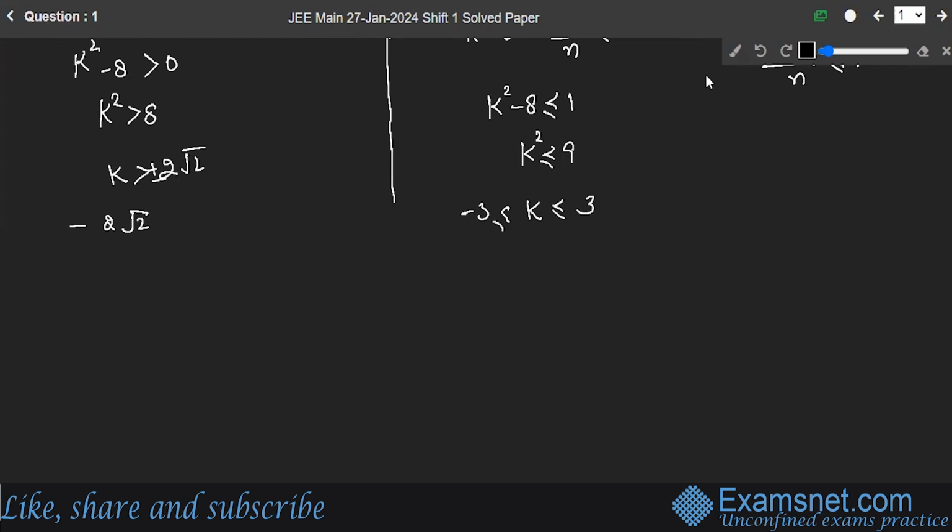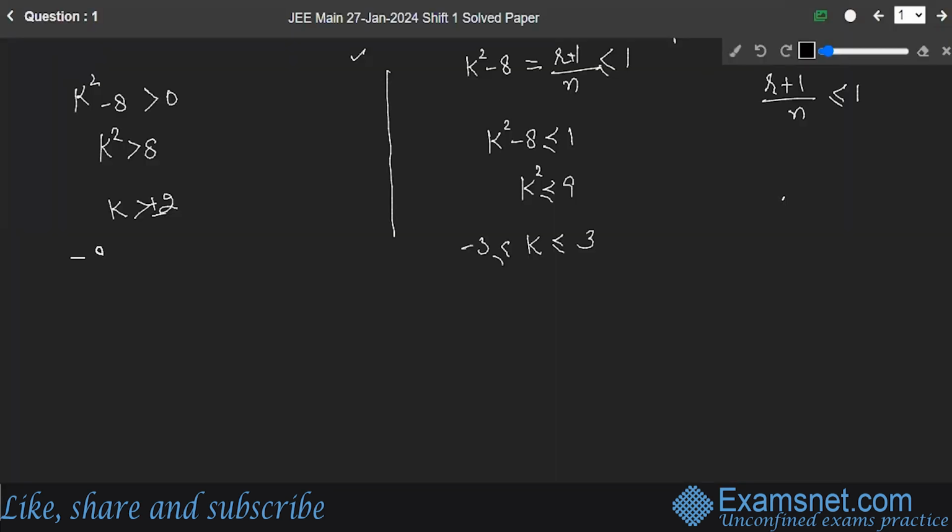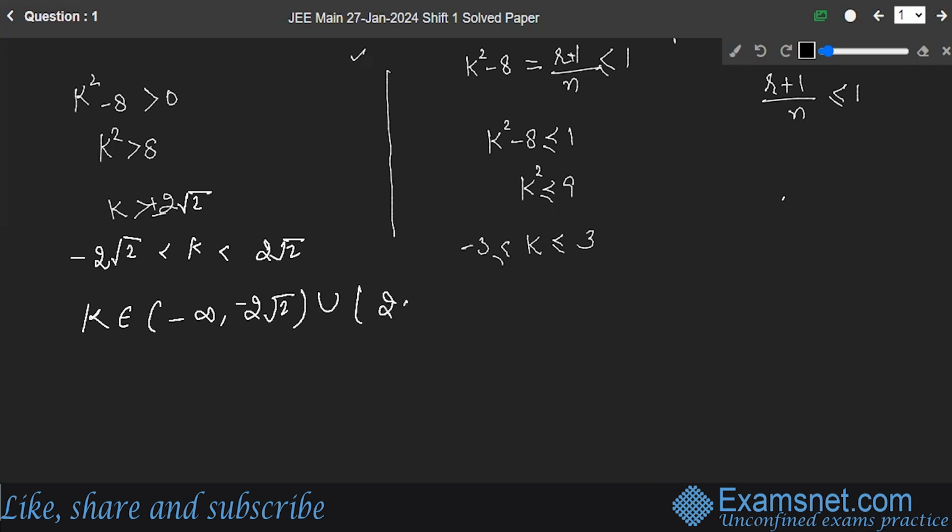Let's write it like this. From here, you will have the range of k as k less than minus 2 root 2 or k greater than 2 root 2. So that means k will belong to minus infinity to minus 2 root 2, union 2 root 2 to infinity. All right, and these are the two ranges of k.